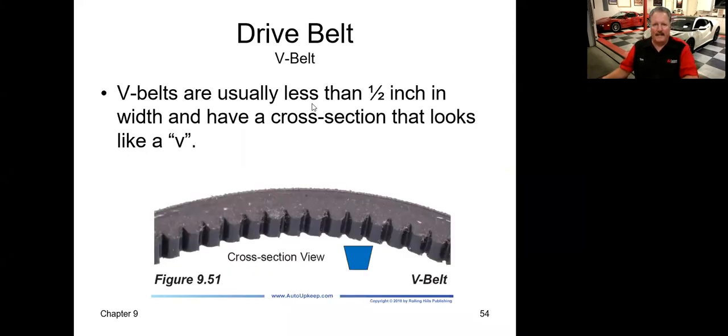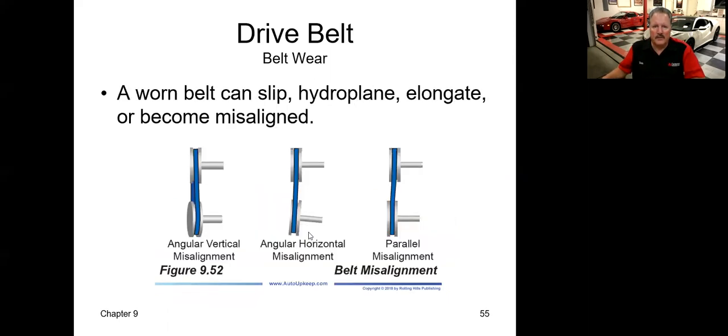V-belts we used back in the day are less than a half inch thick and taper into a little bit of a V. If you had one of these, you might have had 2, 3, 4, maybe even 5 of these on your vehicle back in the day. These start to crack, and of course you simply replace those.